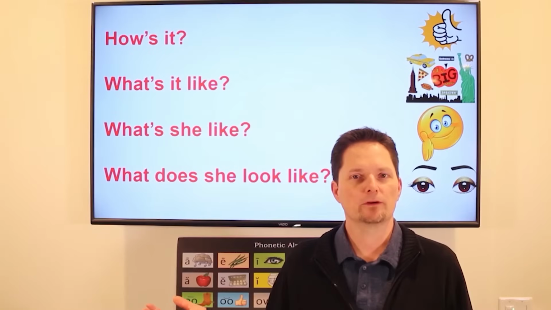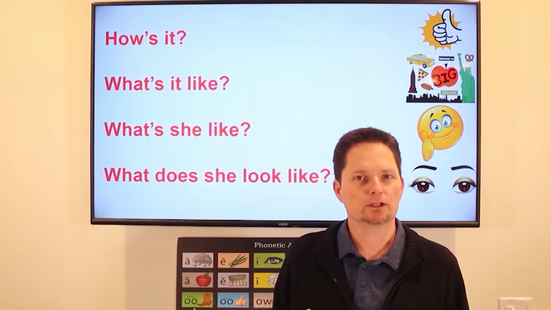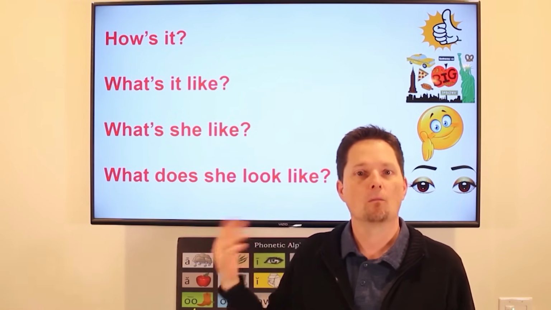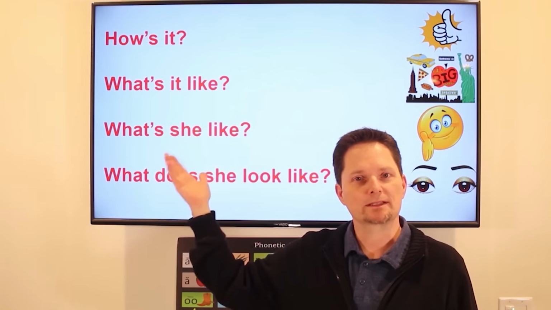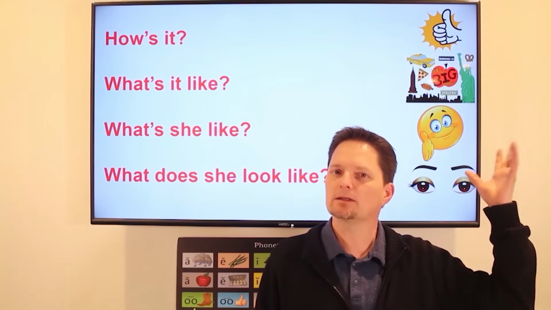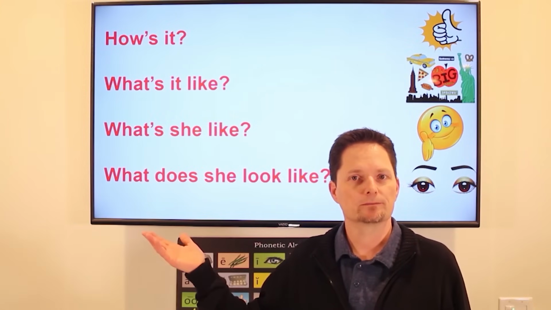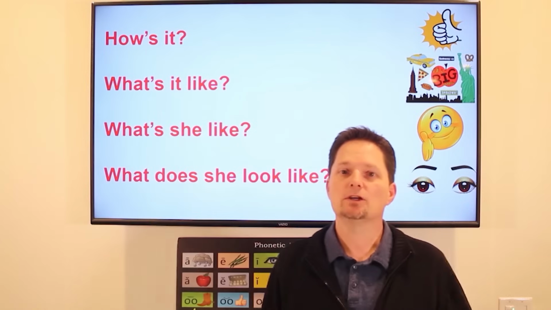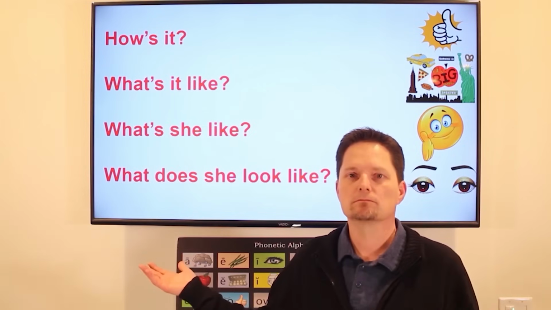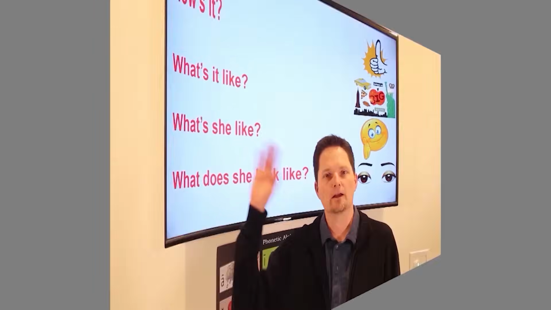Very good. Let's review. Question, how is it? Is only question for condition. It's good or it's bad. How is it? It's good. More information, use your question, what's it like? What's it like? New York. It's a big city. Description. Description for a person. What's she like? She's very friendly. And question for looks. Only looks. What does she look like? She has big eyes.